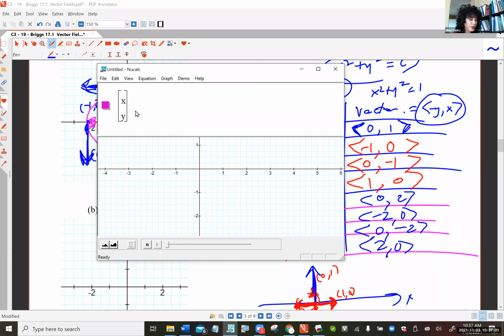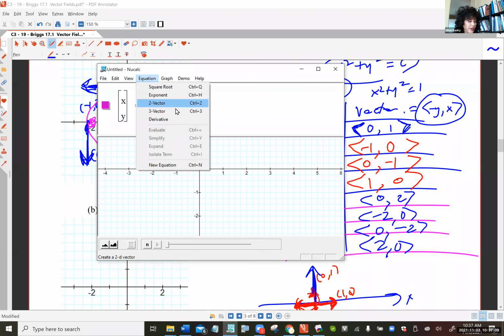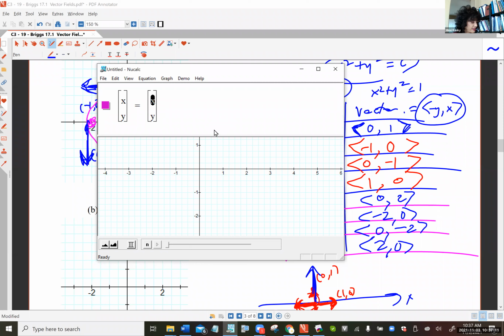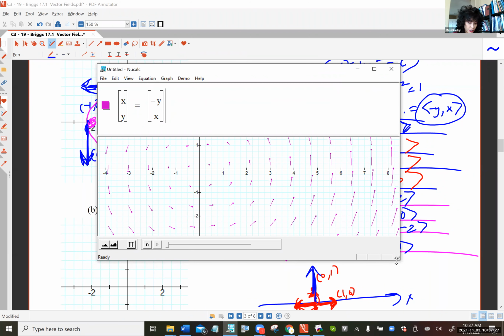And so the way you do it is you first grab a vector, in this case, a vector with components x, y, and then you set it equal to another vector. And in the second vector, you put what the actual components are. So the x component for us is negative y, and then the y component for us is x. And then I think that's good enough. And then I'm going to hit it. Let me just make this a little larger here.